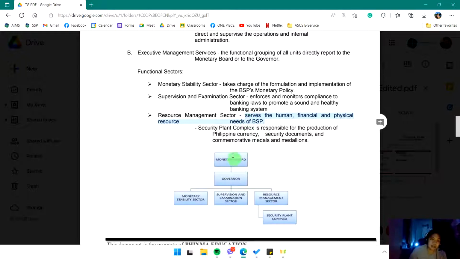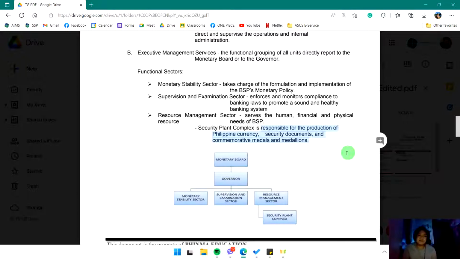And under the resource management sector, we have the security plant complex. They are responsible for the production of Philippine currency, security documents, and commemorative medals and medallion. Ito yung siguro pinakasikat na function ng BSP natin, yung paggawa ng pera, no? Pag-print ng mga pera natin, production of Philippine currency.